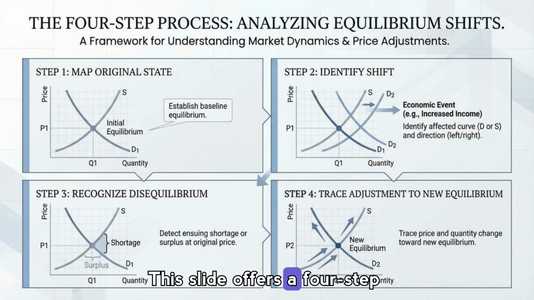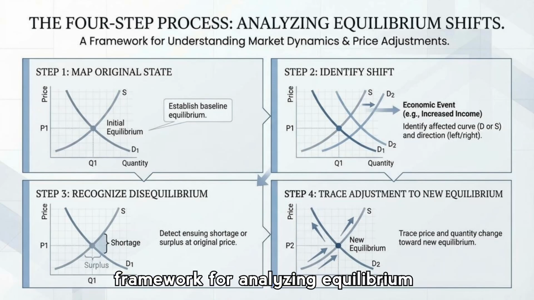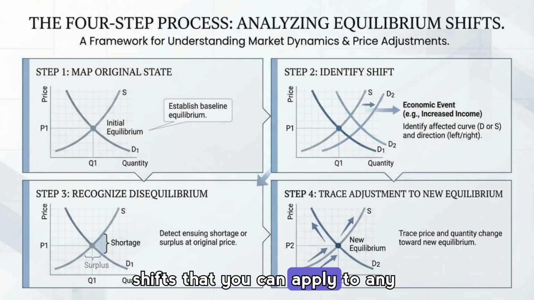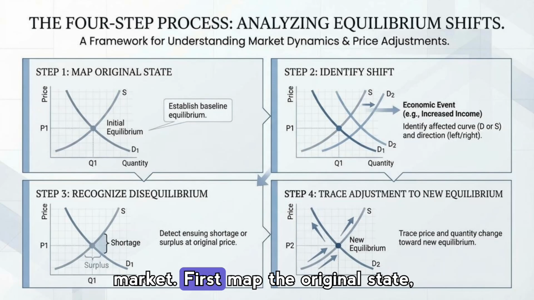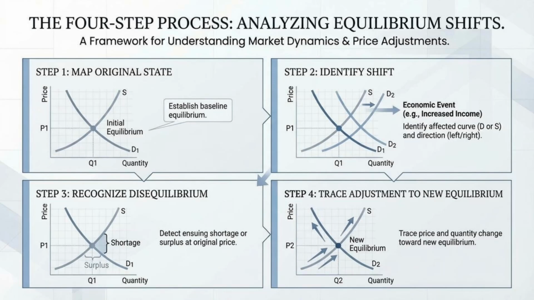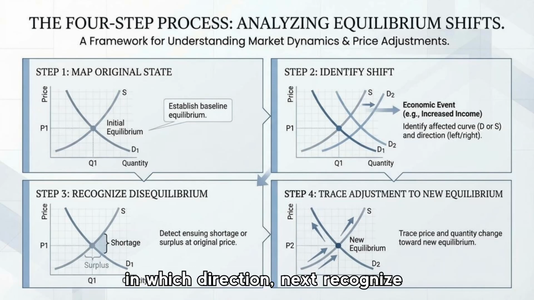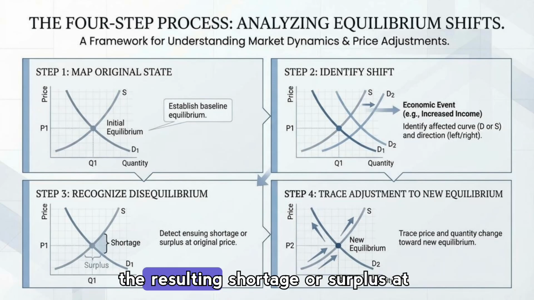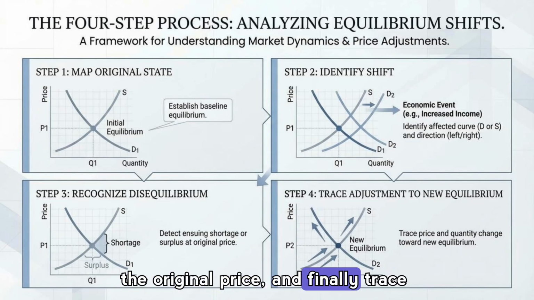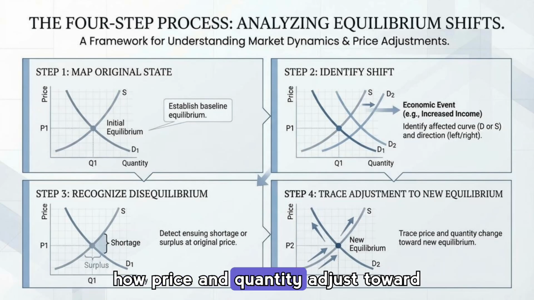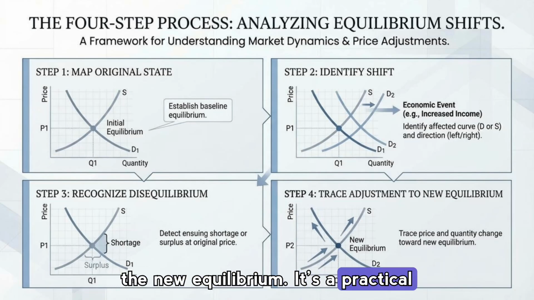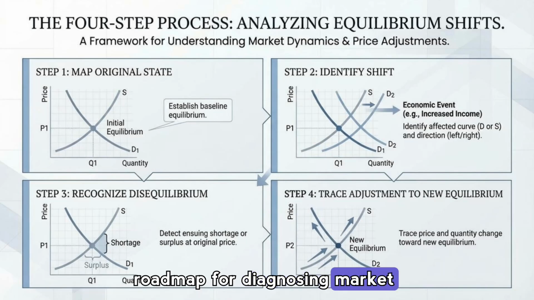This slide offers a four-step framework for analyzing equilibrium shifts that you can apply to any market. First, map the original state. Then identify which curve shifts and in which direction. Next, recognize the resulting shortage or surplus at the original price. And finally, trace how price and quantity adjust toward the new equilibrium. It's a practical roadmap for diagnosing market changes.